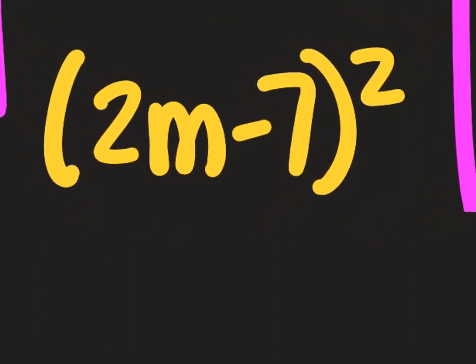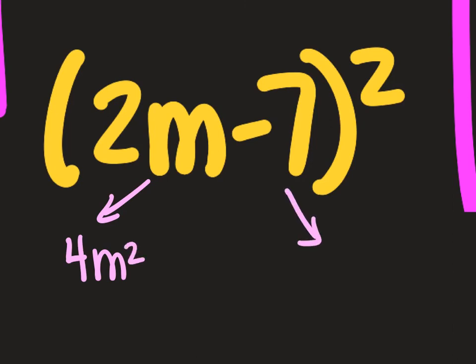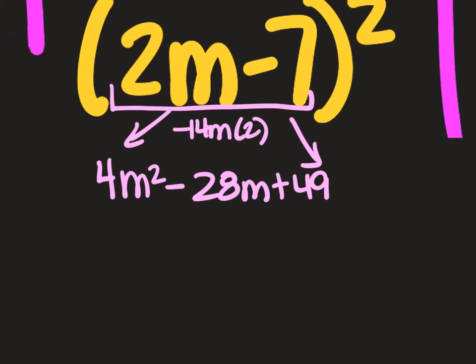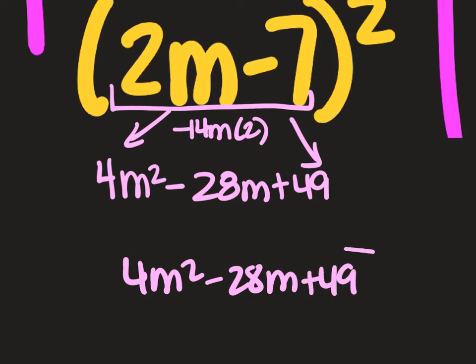All right, let's do it again. Square the first. 2m squared gives me 4m squared. Square the last. Positive 49. All right, multiply together gives me a negative 14m, times that by 2 gives me a negative 28m. So 4m squared minus 28m plus 49.